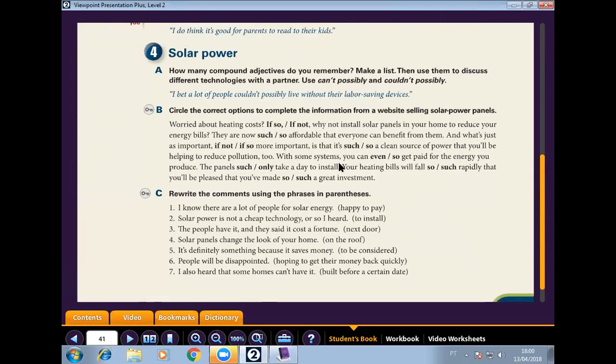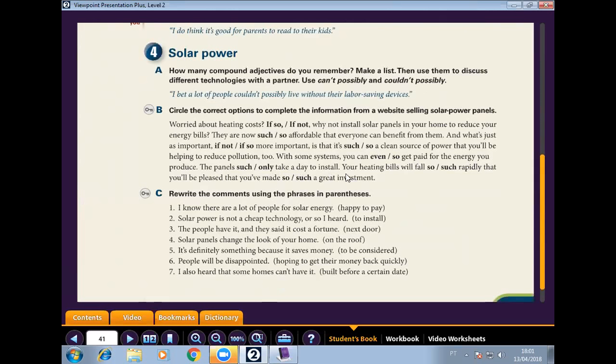With some systems, you can even get paid. That's it. You can even get paid, emphasizing, okay? You can even get paid for the energy you produce. The panels only take a day to install, not such take.